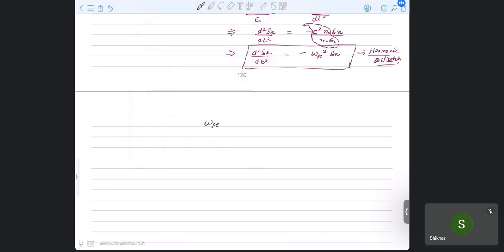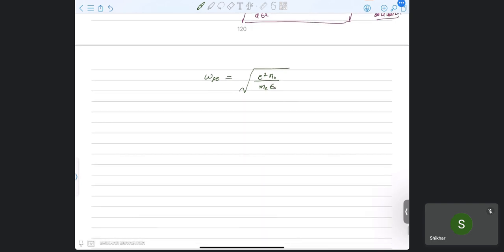angular frequency omega p, which is the square root of e square, that is charge, times number density of electrons upon mass of electron and permittivity. So it's called the plasma frequency, but this is angular frequency because here the 2 pi term is also there. So the general frequency f is given by omega p by 2 pi.